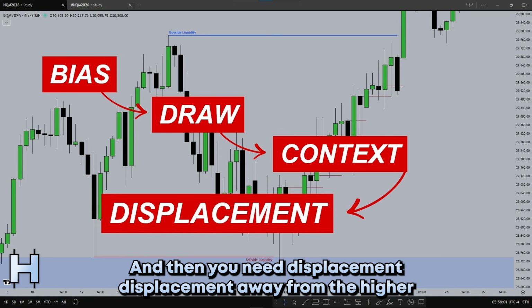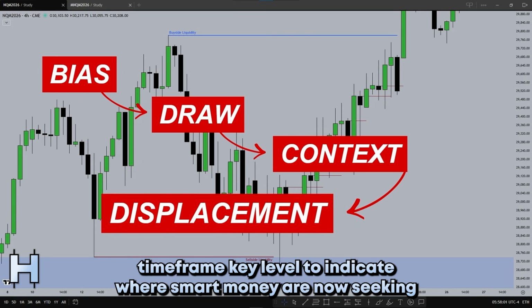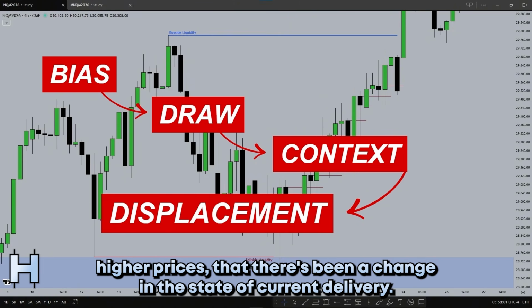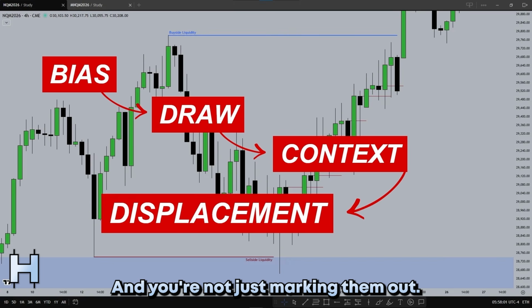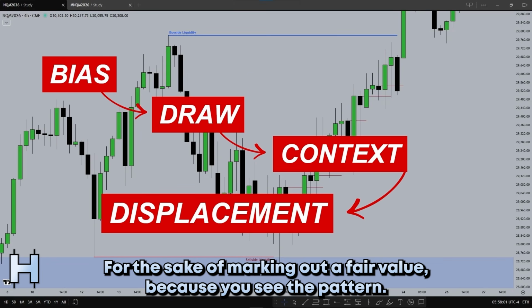And then you need displacement. Displacement away from the higher time frame key level to indicate that smart money are now seeking higher prices, that there's been a change in the state of current delivery. And that is what creates a fair value gap to be high probability. And you're not just marking them out for the sake of marking out a fair value gap because you've seen the pattern.